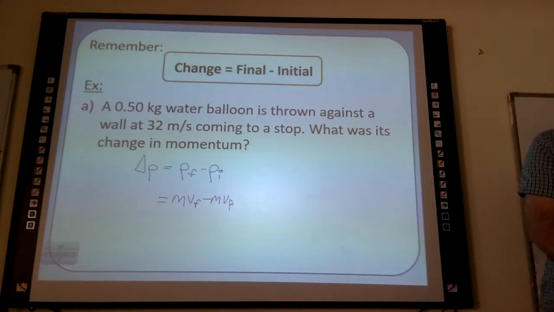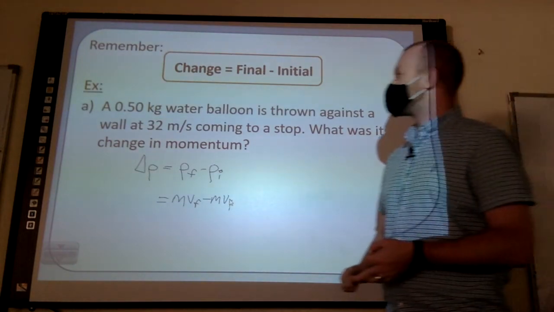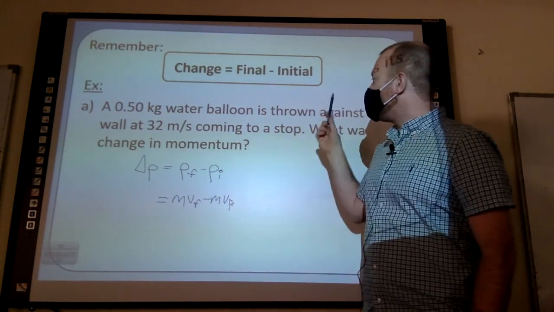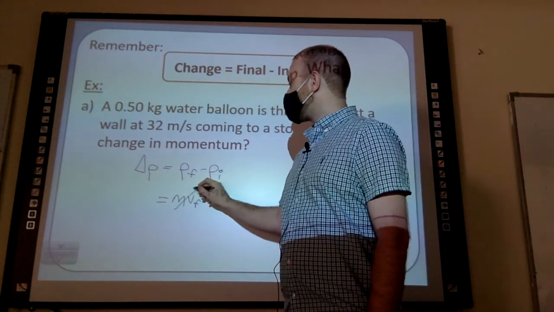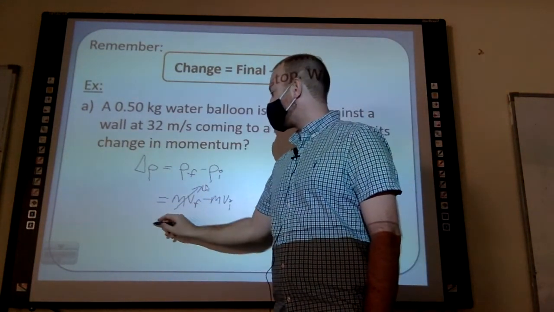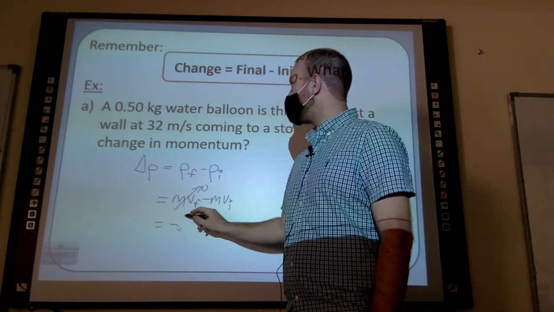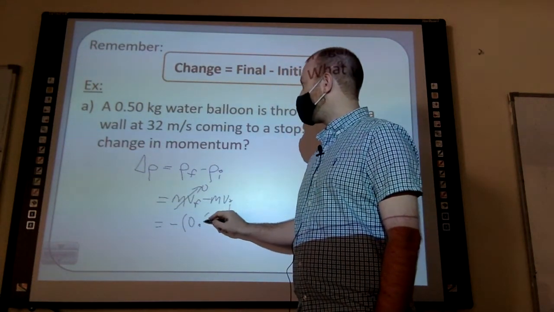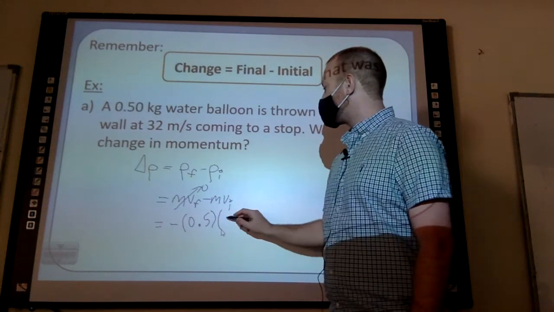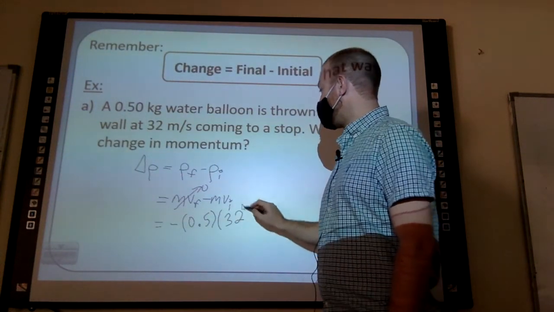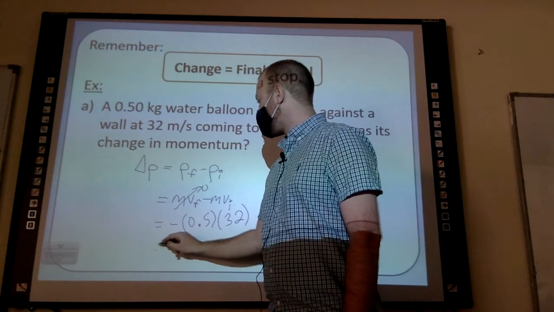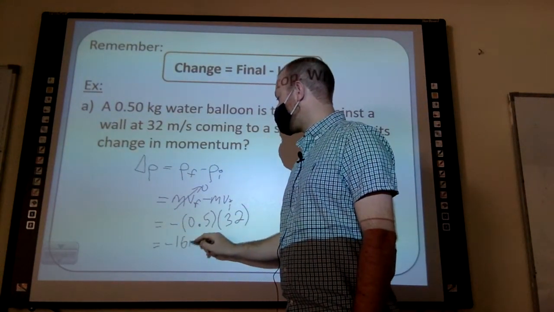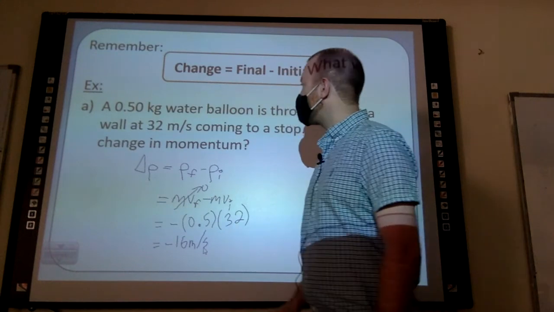So I have all these. I know the masses, I have the velocities, so I can solve for this. Notice the final velocity here is 0. So I don't need to deal with this. That goes to 0. So I'm left with negative 0.5 is equal to the initial mass. Are we told direction in this case? No. So I'll just leave it as that.